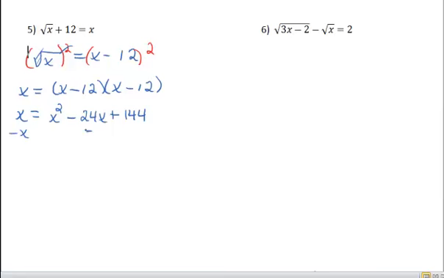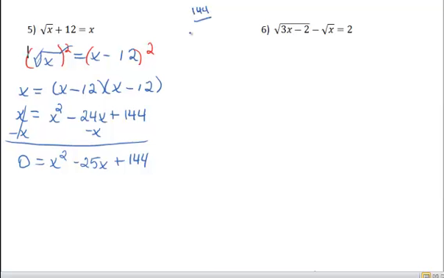Now we're going to subtract x from both sides because we need it to be equal to 0. So 0 is equal to x squared minus 25x plus 144. At this point, you can see if it will factor, or you can use the quadratic formula. Let's see which one we need to try. So if we were going to try to factor it, we need factors of 144 that add up to negative 25. So we know that they both need to be negative. Let's just see what we can come up with.